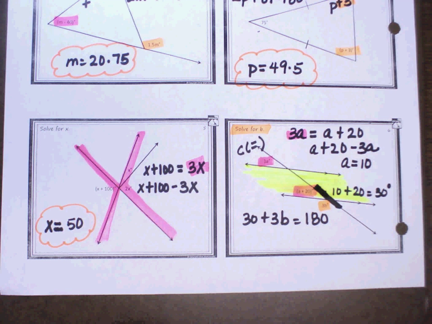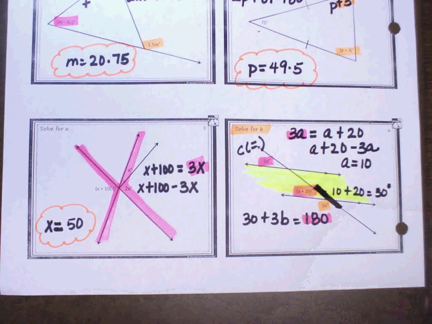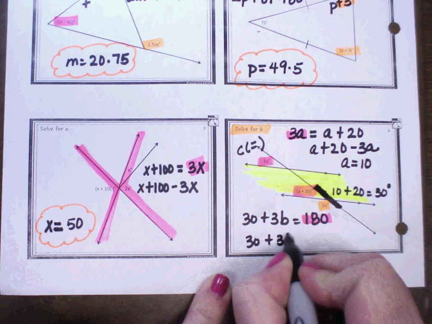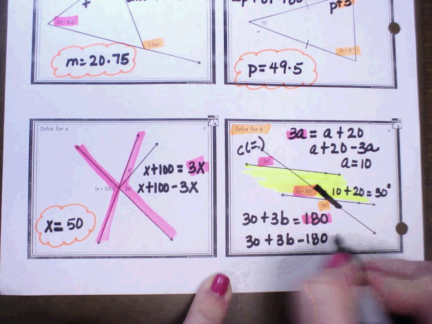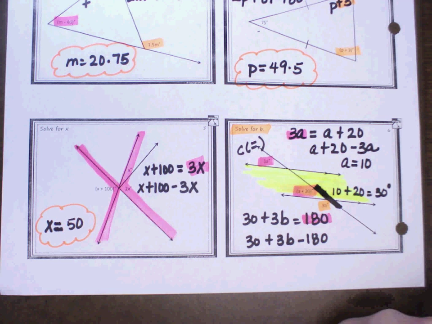Now, what do these two make? A straight line, which means those two are equal to what? 180, which means 30 plus 3b equals 180. Highlight what you're going to move. Copy what you haven't highlighted, and then let calculator take its course.